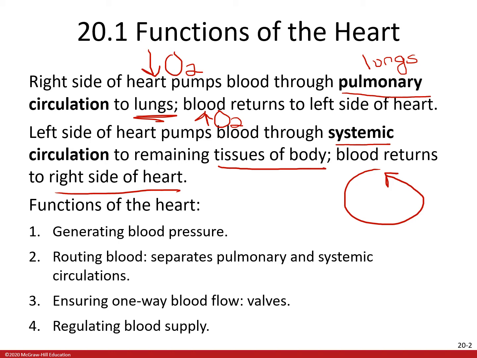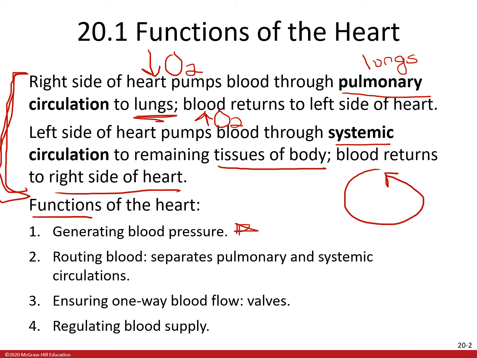So that is an important overview of how everything works, but specifically getting into the functions of the heart, it is going to generate blood pressure. This is due to the contractions of the heart, so make a little note there. The second function is routing blood, meaning it separates between those two systems. We were just talking about the pulmonary and systemic circulation systems.